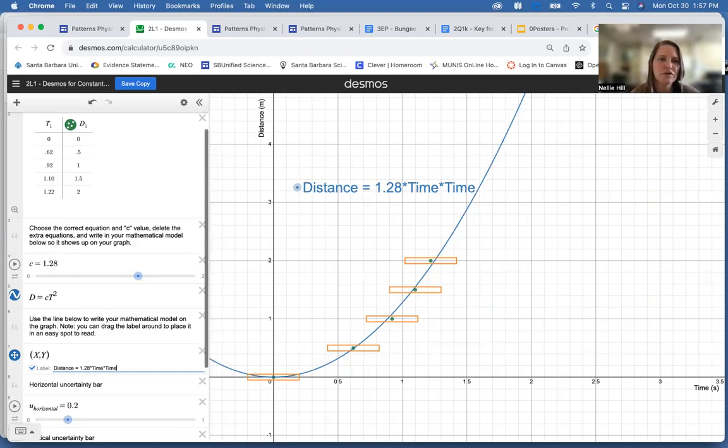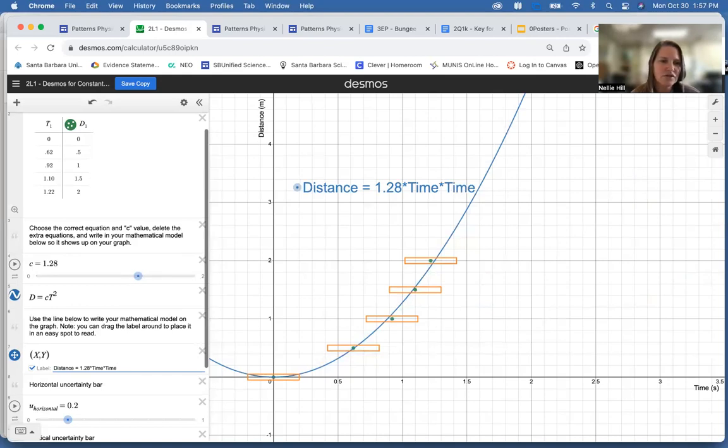This is part of Unit 2 in our physics curriculum. And thanks for taking a look at this so you can see an example of how students use their data collection and experimentation to find patterns in data.